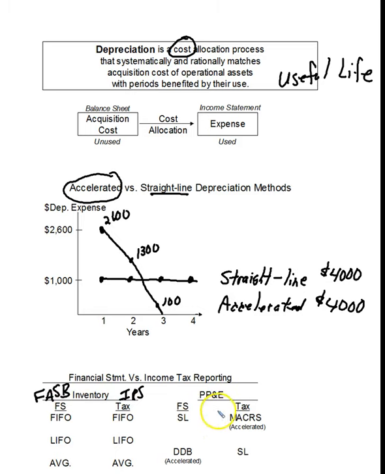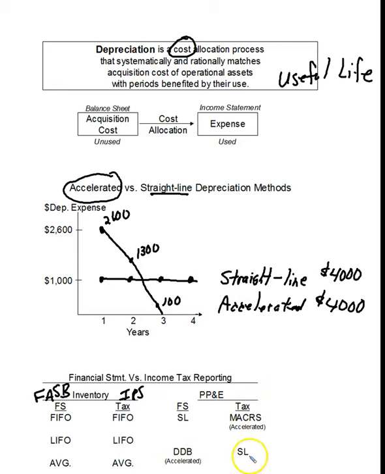However, when we get to property, plant, and equipment or plant assets, the FASB uses straight line, and it has a particular accelerated method. This is called double declining balance, and it allows that method.